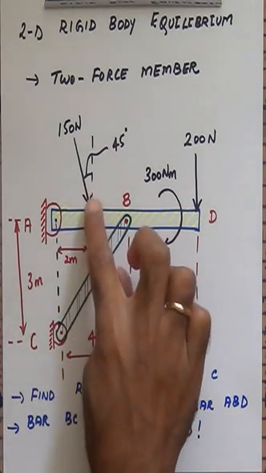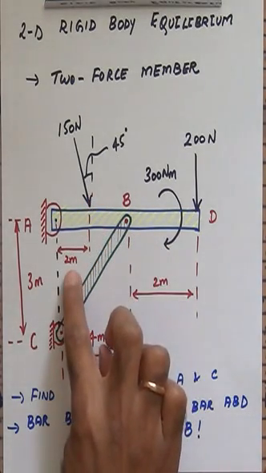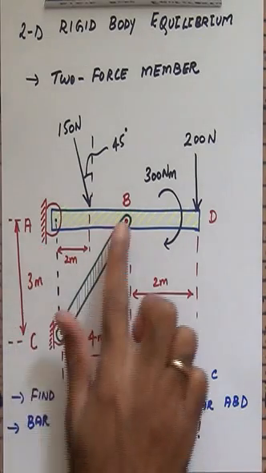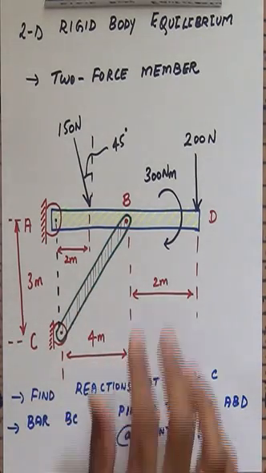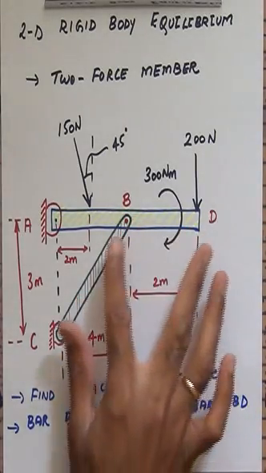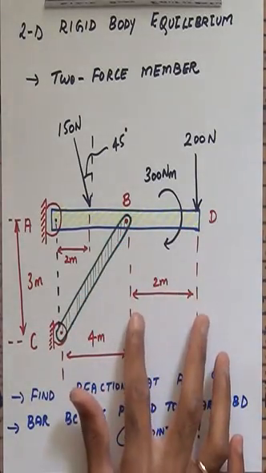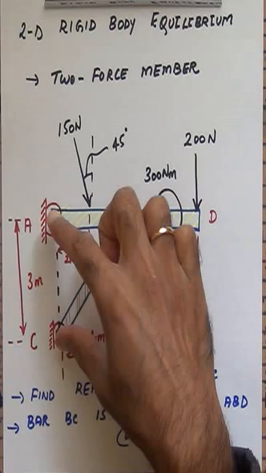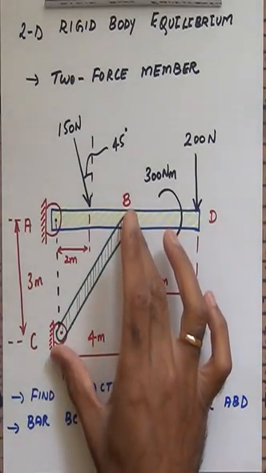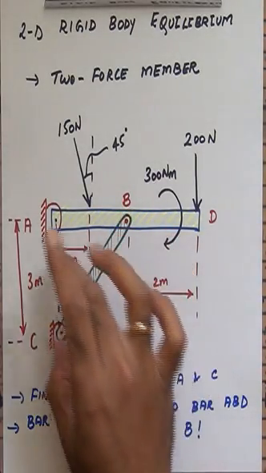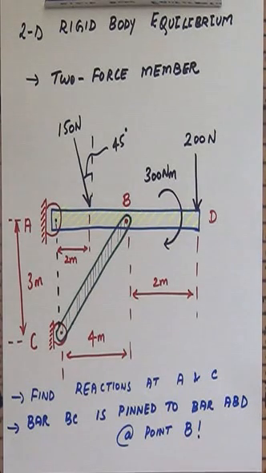Distance from point A to where this force is acting is 2 meters as given here. Distance from point A to point B, which is the same as that from C to B, is 4 meters. Distance from point B to point D on this bar ABD is given as 2 meters here. And the height from the point A to the point C is given as 3 meters vertically. Which means that in reality we can construct a slope triangle for this bar BC, and the slope triangle will have sides of 3, 4 and 5. We will make use of this idea very soon.